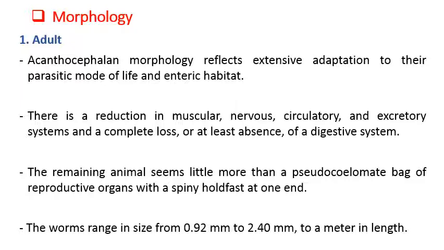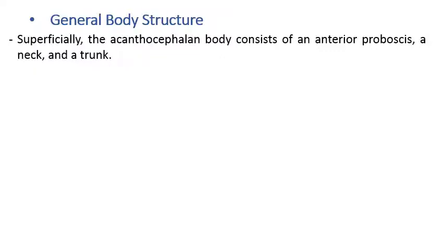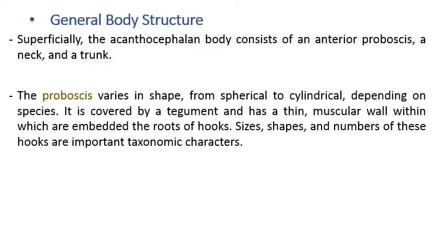The worm size ranges from 0.92 to 2.40 millimeters up to a meter in length. General body structure. Acanthocephala body consists of an anterior proboscis, neck, and a trunk. The proboscis varies in shape from spherical to cylindrical, depending on species. It is covered by a tegument and has a thin muscular wall within which are embedded the roots of hooks. Size, shapes, and numbers of these hooks are important for taxonomic differentiation.